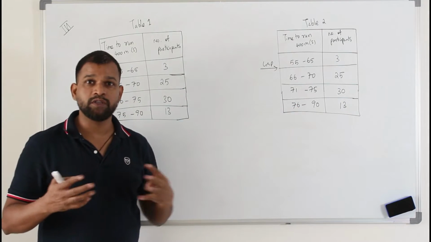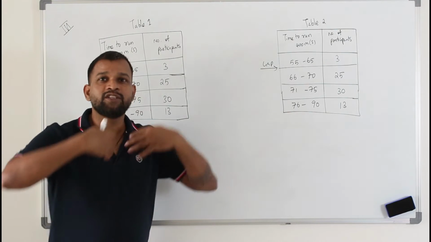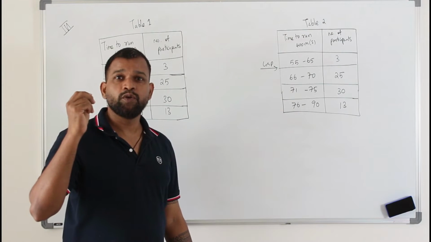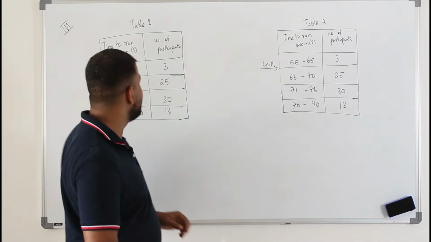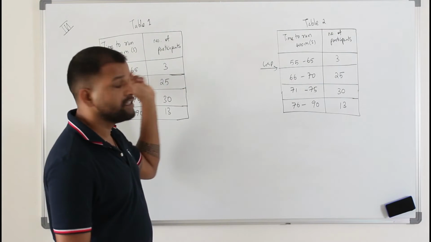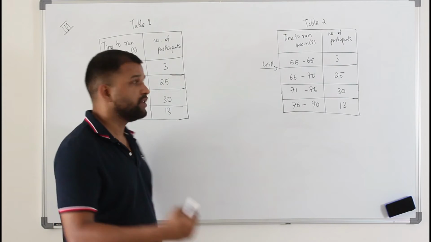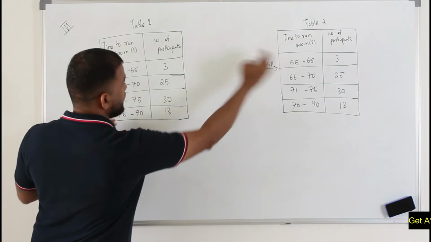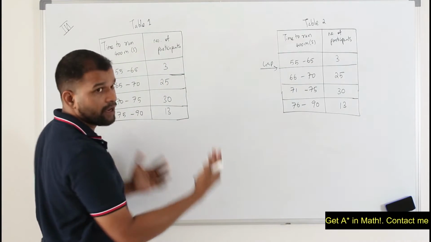You have to know this. You can't just ignore it and start finding the lower quartile, median and all. So you need to pay attention to this little detail. Whenever you get a class interval, the first thing you need to do is check whether it has a gap or not. It has a gap here, this one without gap.